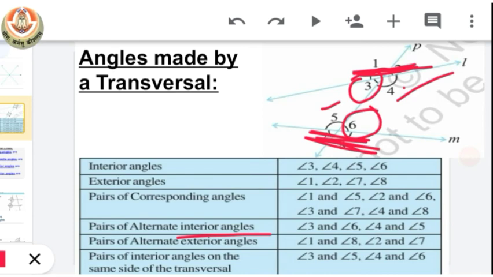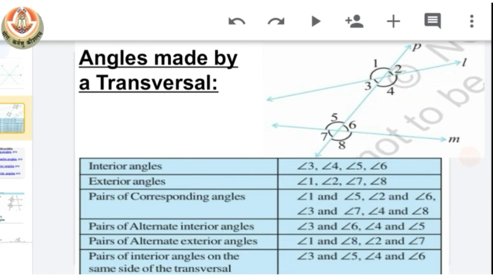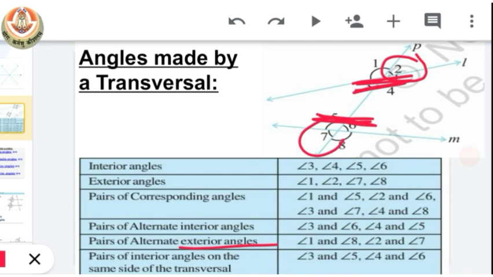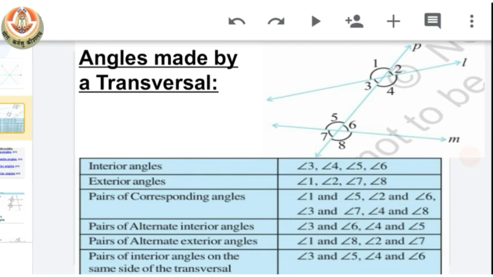Similarly, we have another type of pair of angles, which is pairs of alternate exterior angles. Now in this case we will only look at exterior angles, and alternately. So angle 2 makes a pair of alternate exterior angles with angle 7, and angle 1 makes a pair of alternate exterior angles with angle 8. Okay, it is just terms. We have to learn the terms and then we will easily get to know about all types of angles.